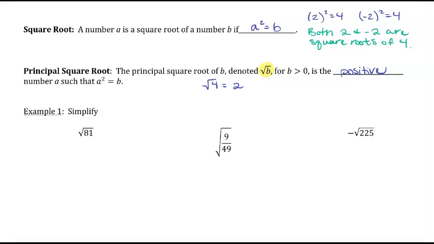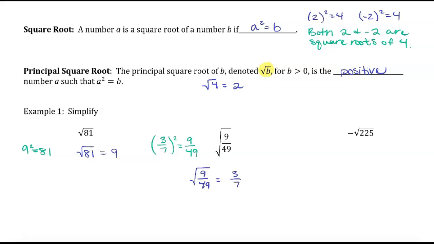We start with the square root of 81. Recall that 9 squared is equal to 81. So that means the principal square root of 81 is equal to positive 9. Now let's look at the square root of 9 over 49. Consider that 3 over 7 squared is equal to 9 over 49. So the square root of 9 over 49 is equal to 3 over 7.